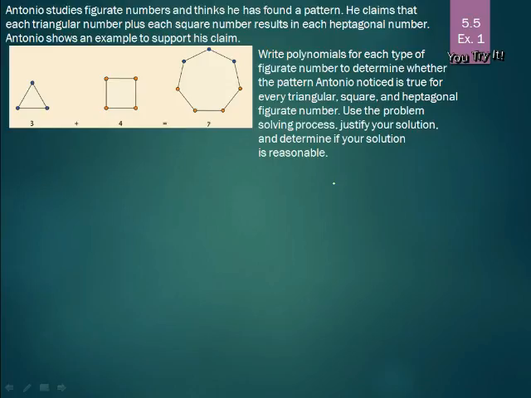Write polynomials for each type of figurate number to determine whether the pattern Antonio noticed is true for every triangular, square, and heptagonal figurate number. Use the problem-solving process. Justify your solution and determine if your solution is reasonable.